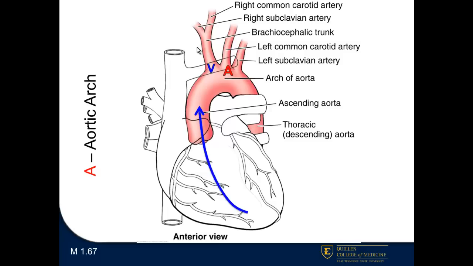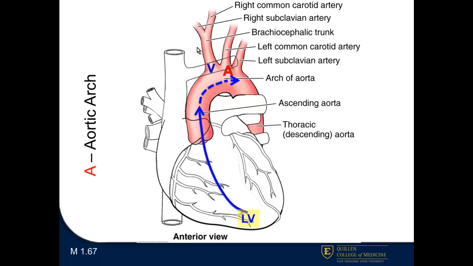So where does the aorta receive its blood? The left ventricle. So the left ventricle pumps oxygenated blood into the ascending aorta. The ascending aorta is a very short piece of the aorta, and as soon as it starts to arch, then we enter the arch of the aorta. It then moves posterior laterally, like we've already talked about, and then eventually descends and becomes the thoracic descending aorta.